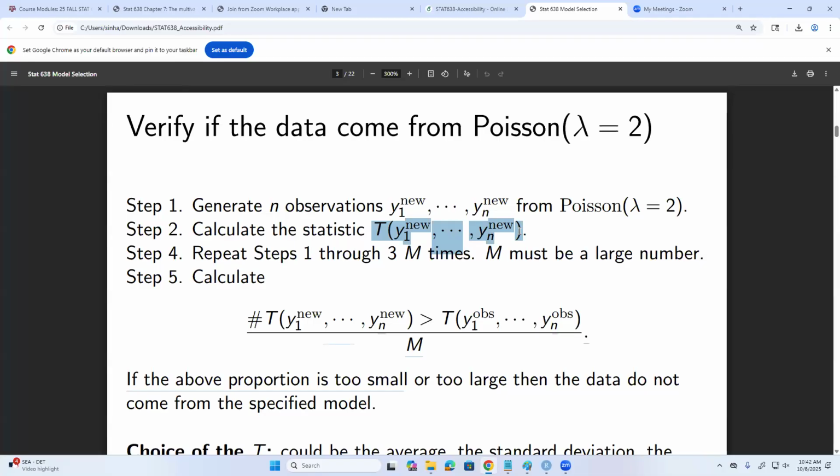What would we expect that proportion to be if it was perfectly matching the Poisson distribution? Would it be 50%? So that is the idea. If the proportion is too small or too large, then the data do not come from the specified model. Too small means like 0.01 or smaller, or too large, 0.99 or something, or 0.95.